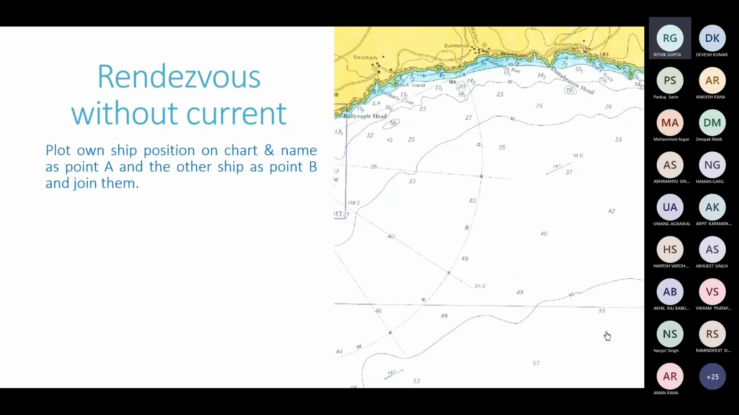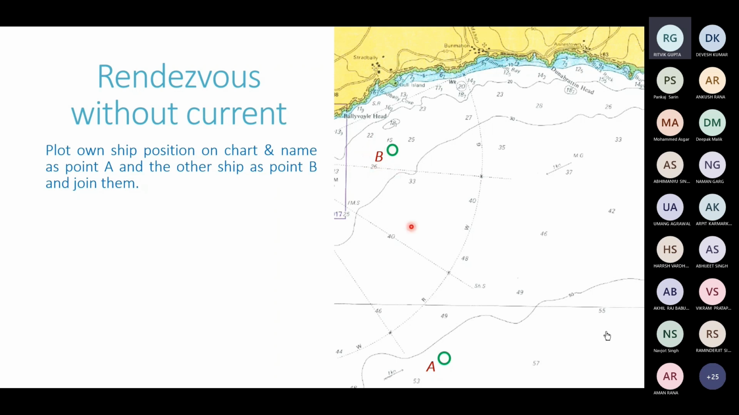Now the first thing which we have to do is we have to plot the own ship position on chart. So let's plot our own ship position. Let's assume that our position is given to be here in this part. Let's name it as A, and the position of the target ship or other ship is also given to us. So let's plot the position of other ship also. Let's assume the other ship is at this particular location. Let's name it as B.